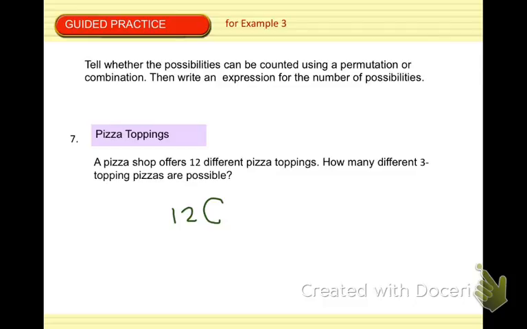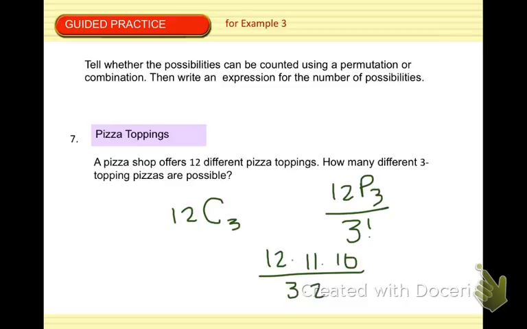12C3, which would be a 12P3 divided by 3 factorial. So 12 times 11 times 10 divided by 3, 2, 1. So I'll take this 3 times 2 is 6 into the 12 and leave 2 and get 220 different ways. And it was a combination.